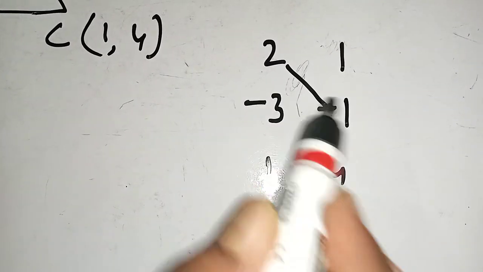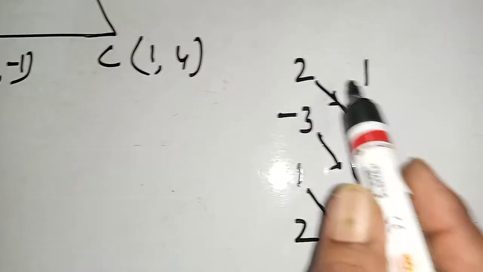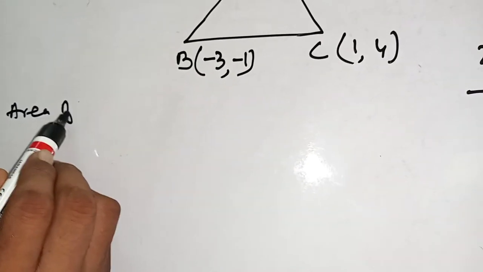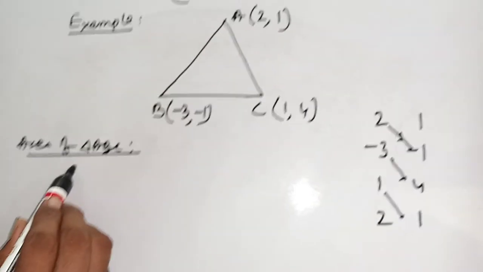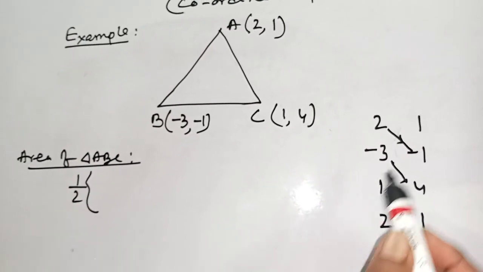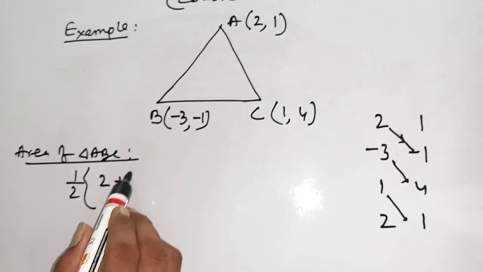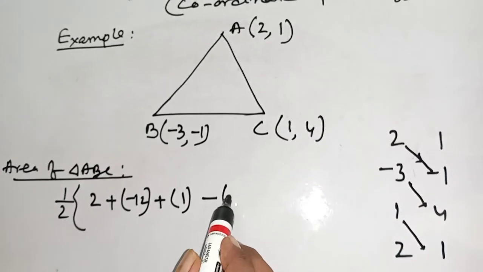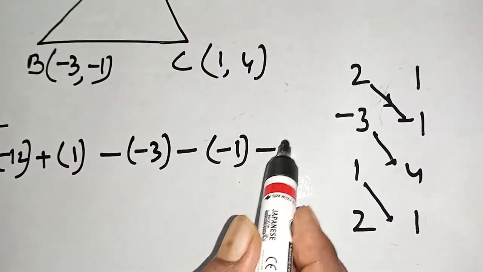Now, this into this, this into this, this into this. Minus this into this, minus this into this, minus this into this. Now, area of triangle ABC equal to half, 1 into 2, that means 2, plus this into this, minus 12, plus this into this, 1 into 1 is 1, minus this into this, minus 3, minus this into this, minus 1, minus this into this, 8.